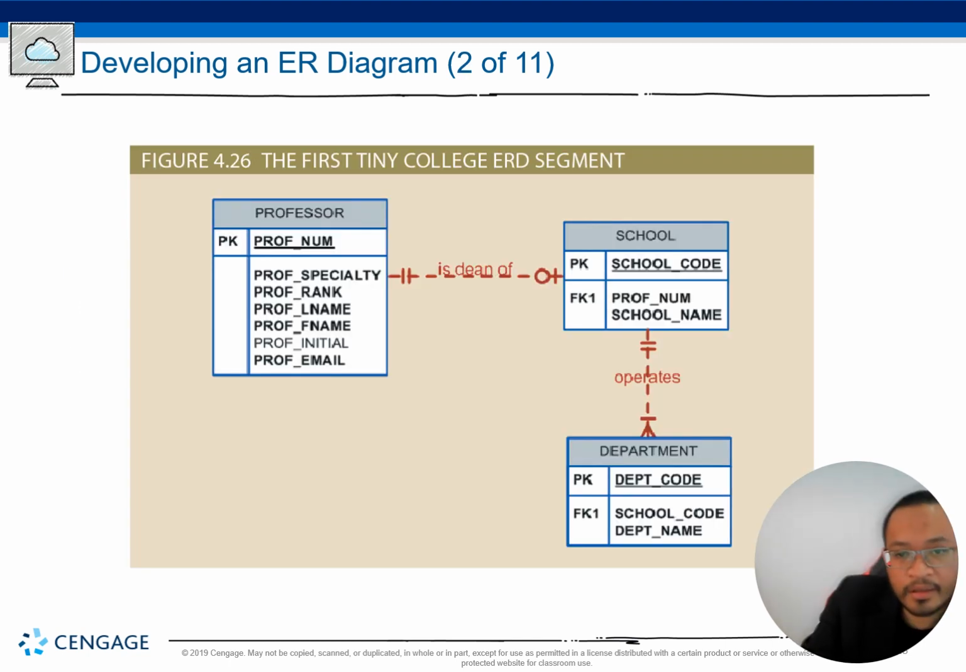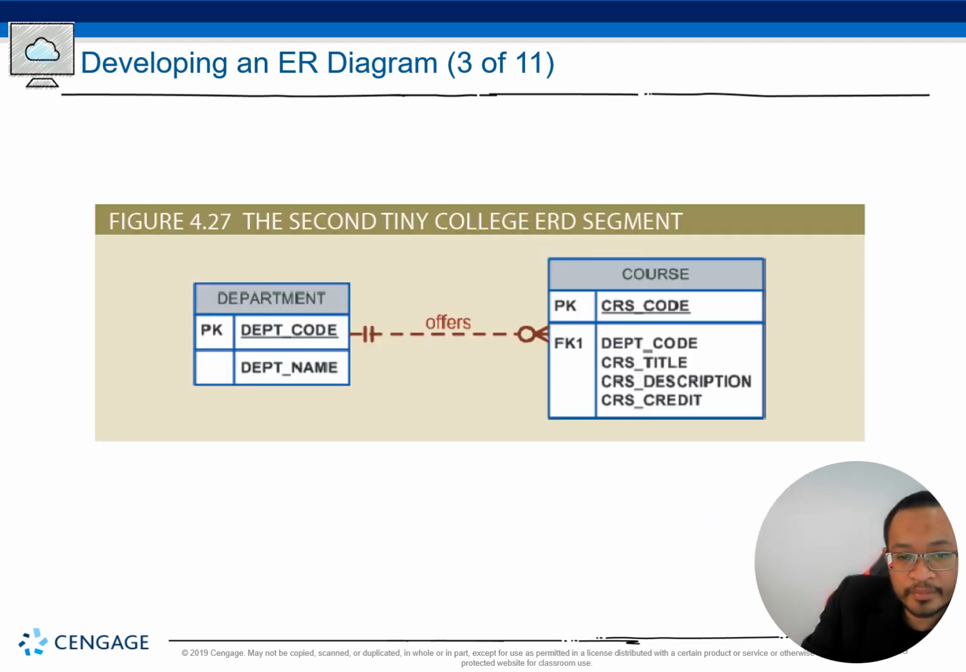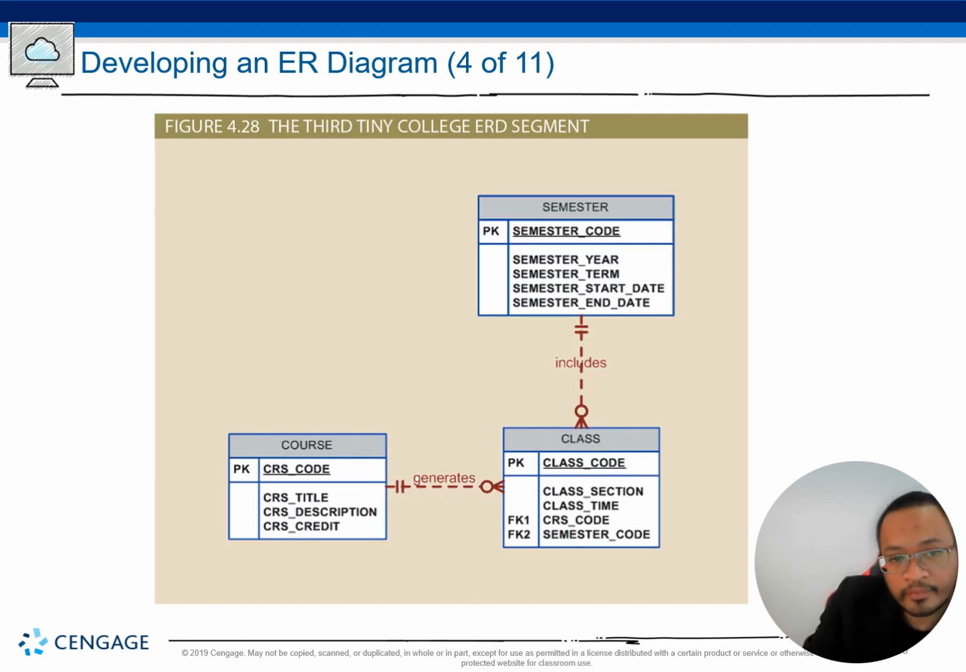So, an example of an entity relationship diagram. Okay, in a school we have a professor, in a school we have a department, and you need to relate those things. You need to have a primary key, and also you need to have a foreign key. Another one: department offers course. So how do we link department and course? Department code will become the foreign key.